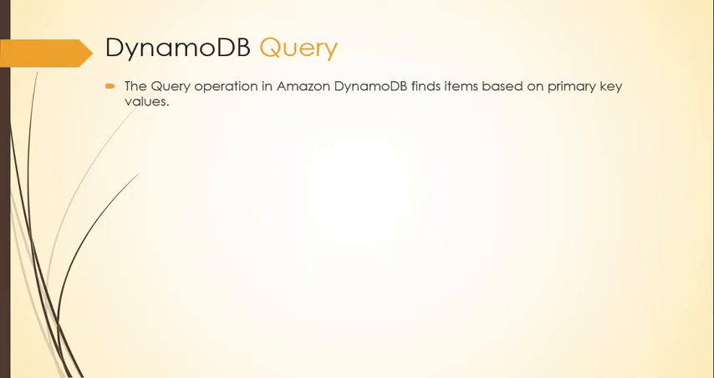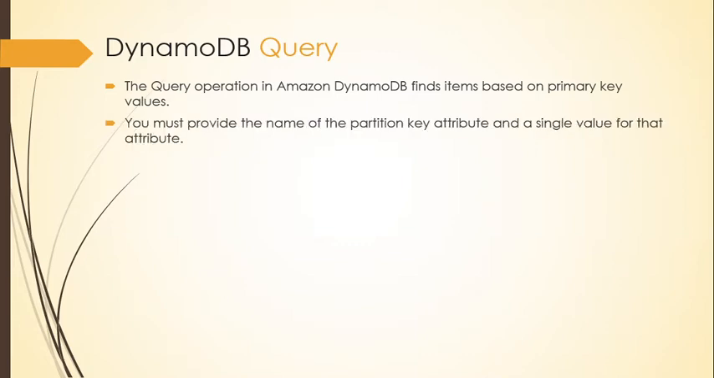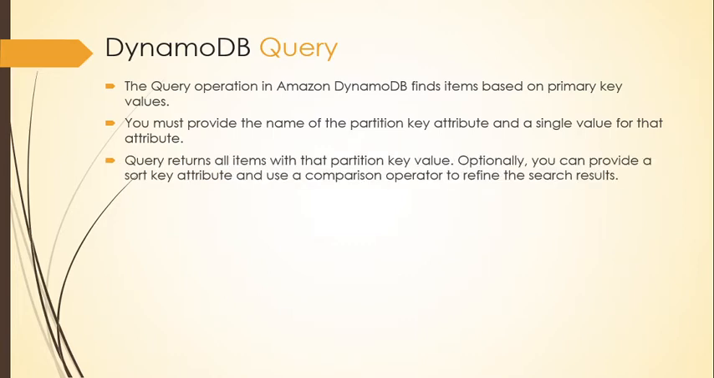So what is DynamoDB query? The query operation in Amazon DynamoDB finds items based on primary key values. So if you want to retrieve data from your DynamoDB table based on your primary key values, you can execute a query and you can retrieve all your records. You must provide the name of the partition key attribute and a single value for that attribute. So you can provide your partition key with a single value, and you will get records that match that partition key value. Query returns all the items with that partition key value.